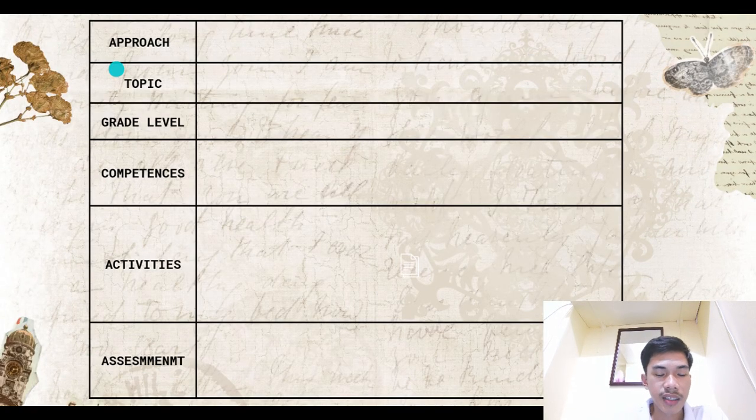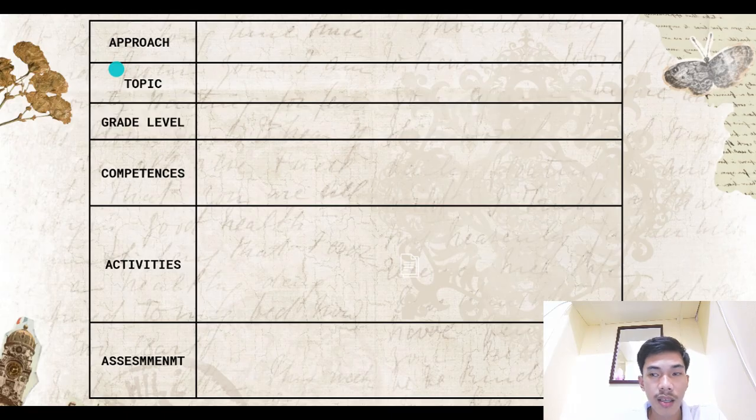Next is the lesson plan on how to teach artistic skills in visual arts. This lesson plan is a traditional lesson plan. First in the template is the approach. In the approach, whether the approach you will use is student learner-centered or interactive approach.